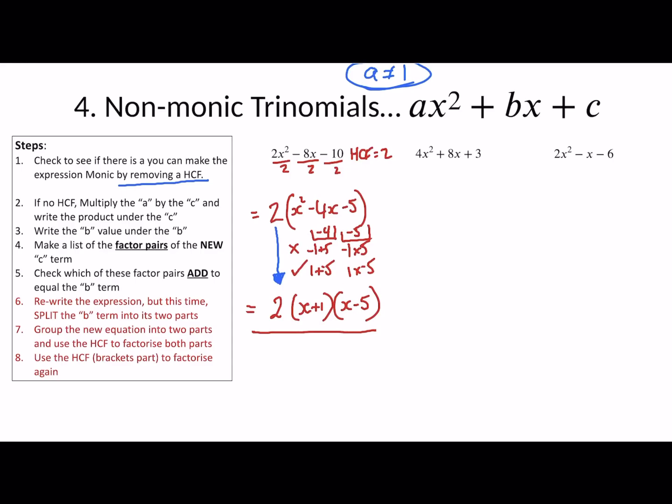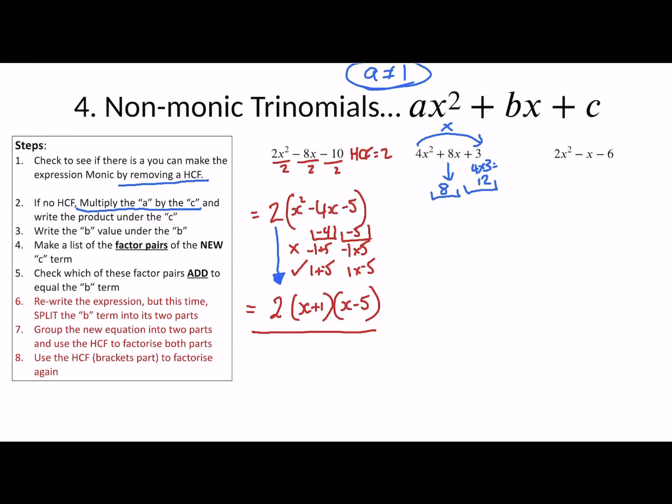Now, we could go through and use a highest common factor. The 4 and the 3 is going to create a fraction though, and if we can avoid using a fraction, we will. So, to do this, we'll do this the true non-monic way, which is explained in the steps on the left. First thing we need to do is we're going to use that 4. The 4 out the front, we're going to multiply by our C term. So 4 times 3 is 12. That becomes our new C term. Bring down the B term, which is positive 8.